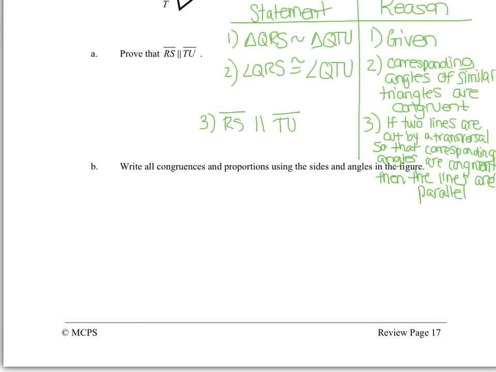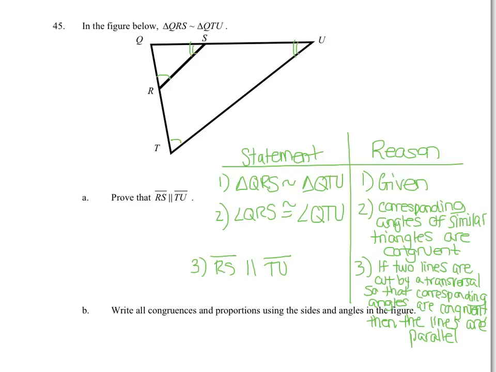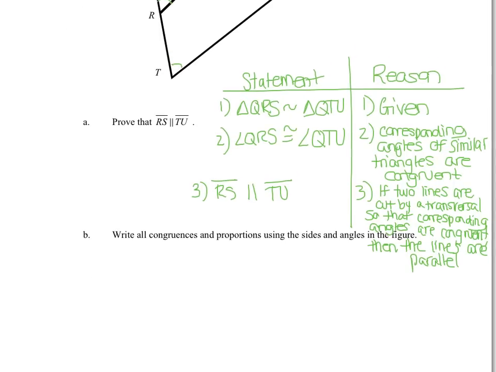Part B, write all congruences and proportions using the sides and the angles in the figure. So we know that our angles, Q is congruent to Q, QRS is congruent to QTU, and QSR is congruent to QUT. So we'll write that. Angle Q is congruent to angle Q. Angle QRS is congruent to angle QTU. And angle QSR is congruent to angle QUT.